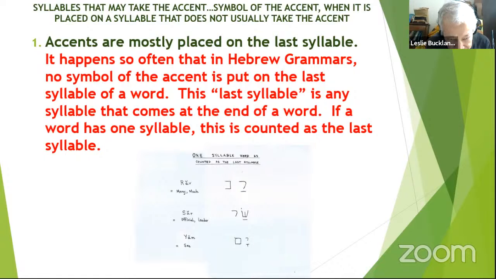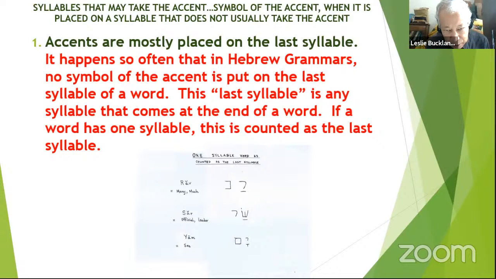And the next word consists of the letters Yoth, Kames, and Mem, Yam, and that means sea. Notice again, there is no accent symbol.